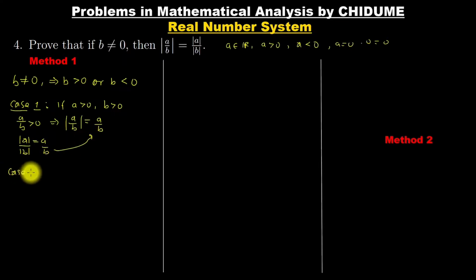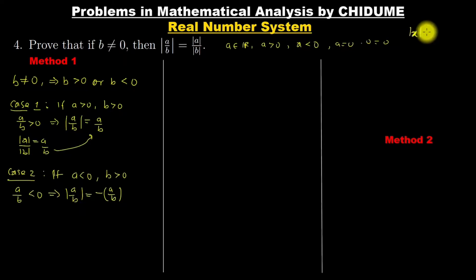So in the second case, that's case 2, we want to consider the case where a is negative and b is positive. Definitely, if a is negative and b is positive, a over b is going to be negative. That implies that the absolute value of a over b is going to be negative of a over b. What I'm using here is the definition of the absolute value of x. Don't forget that the absolute value of x is x if x is positive, and negative x if x is negative. So that's the definition I'm using here.